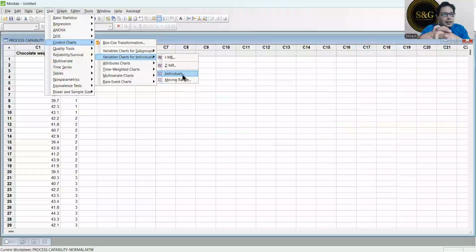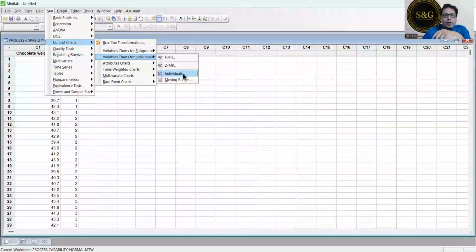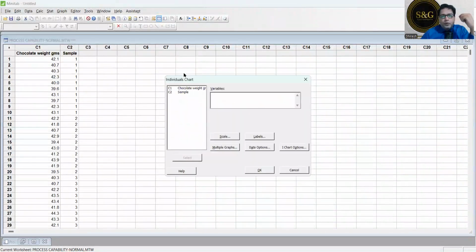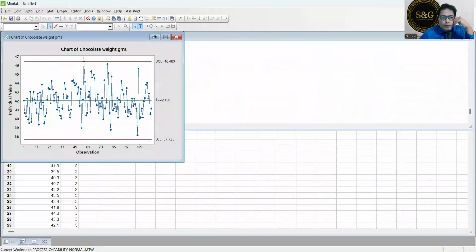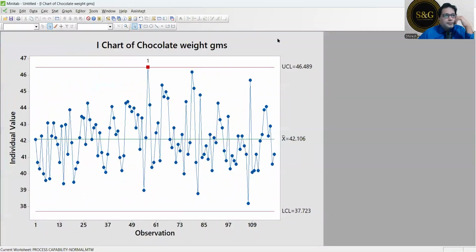Stat, Control Chart, Variable Chart for Individuals, Individual. Once you reach here, click on Individual. You will come to this window. Here you just have to select chocolate weight. Double click on chocolate weight and it will get selected. Just say OK. Don't do anything else, and you will get this graph.